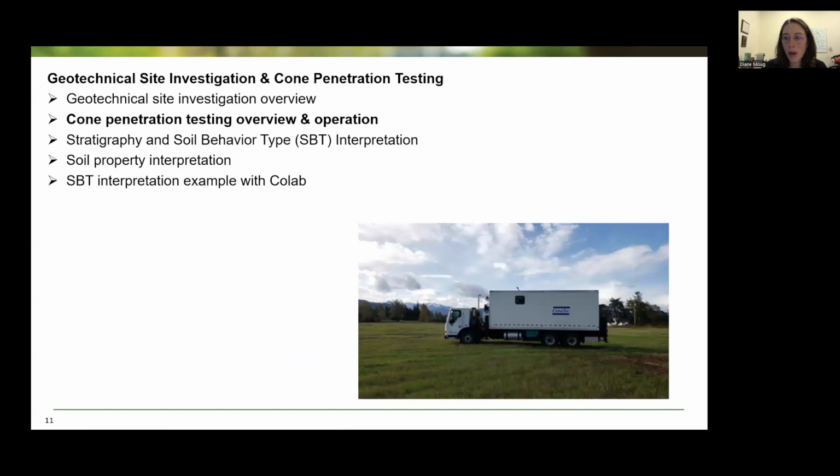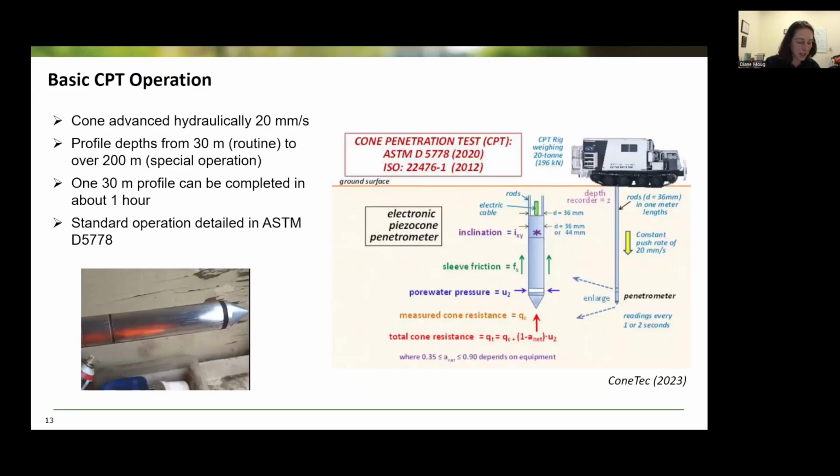So now into the overview and operation of CPT, our site investigation tool. With the cone, I actually have an old cone right here. The cone is hydraulically advanced by a truck through the subsurface in a vertical profile. It's pushed at a rate of about 20 millimeters or 2 centimeters per second. And we get a nearly continuous data profile.